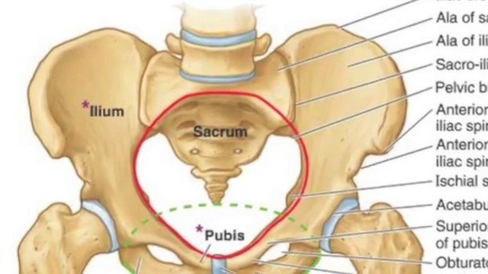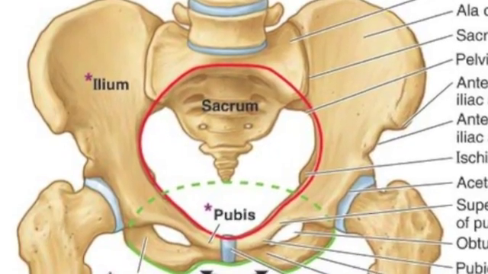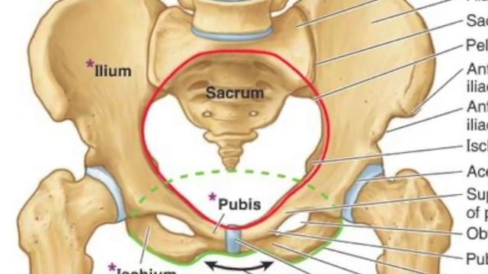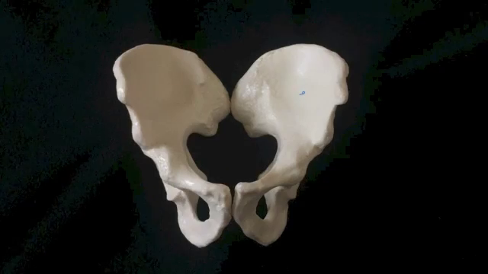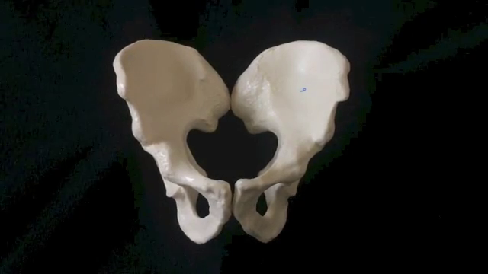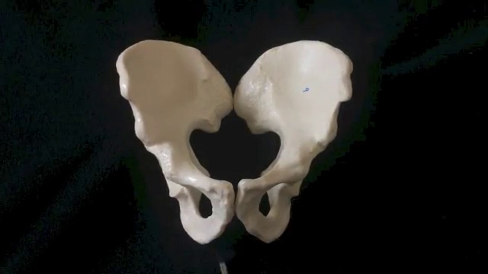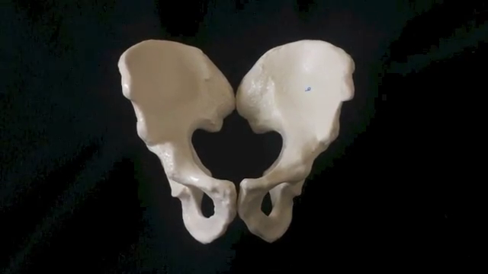The os coxa is composed of three major bones: the ilium, the ischium, and the pubis. Each bone is of importance to the pelvic girdle, which surrounds the pelvic cavity. The ischium and the pubis compose the inferior portion of the os coxa. The pubis is located ventrally and anteriorly.